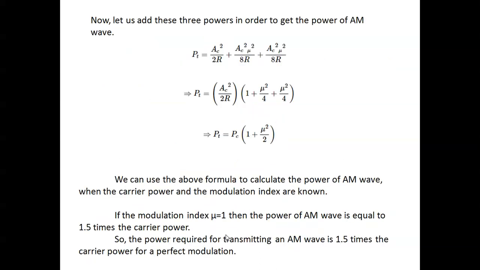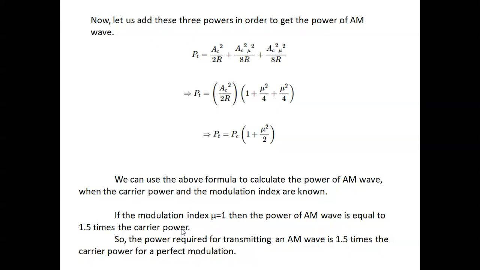So finally, the total power means you add these three equations, and if you simplify, you will get Pt equal to Pc times 1 plus mu squared divided by 2. You can see from the above formula how to calculate the power of the AM wave from carrier power and modulation index. When the modulation index mu is equal to 1, the AM power is equal to 1.5 times the carrier power.